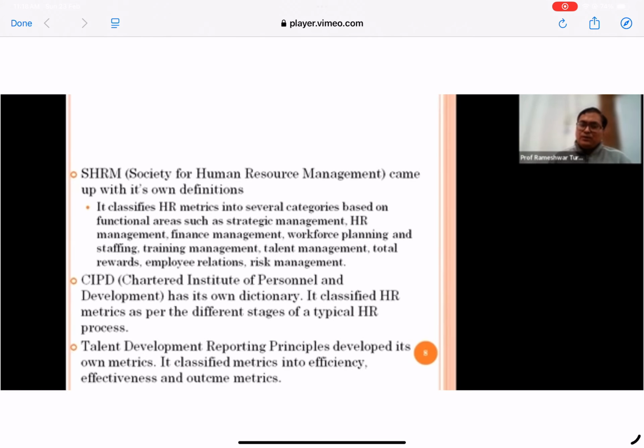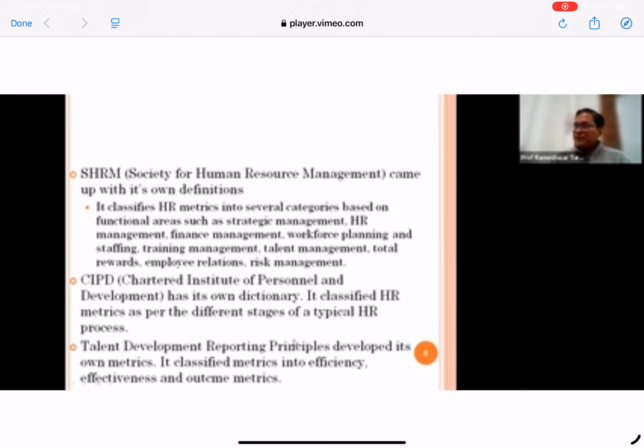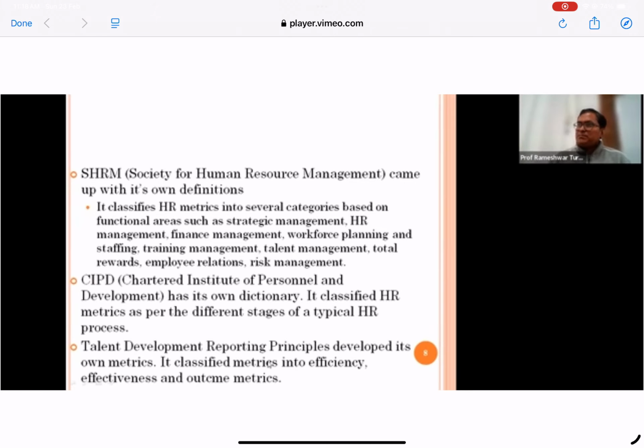And there is a fourth body called Talent Development Reporting Principles. Some group came together and tried to formulate some principles, but it has not been accepted by all. They developed their own metrics. It classified them into efficiency, effectiveness, and outcome metrics. So there are multiple ways people have tried. Okay.